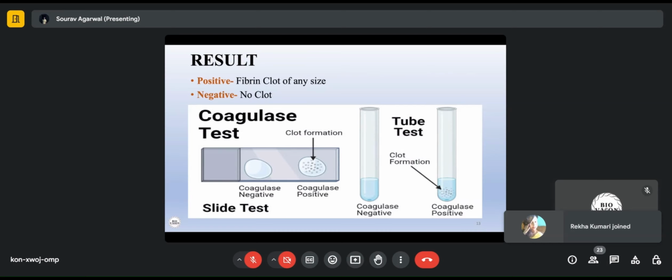This actually doesn't happen in the tube test. In the tube test it is pretty clear because we are using only one tube, one positive and one negative. Usually auto-agglutination is seen in the slide test, but it's not a null and void rule that you won't get auto-agglutination in the tube test. It is usually seen in the slide test.